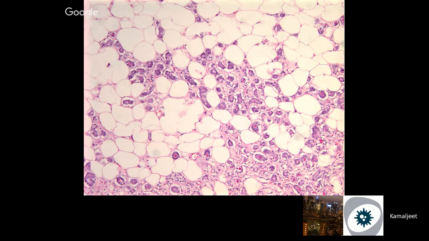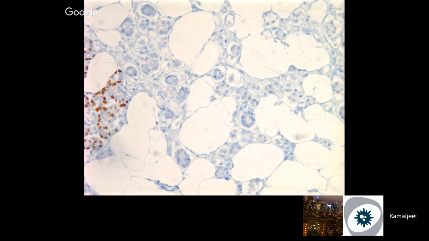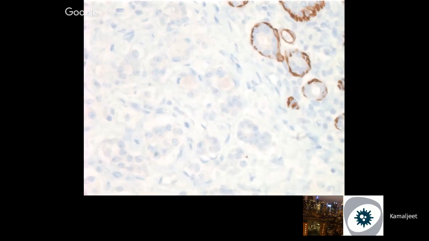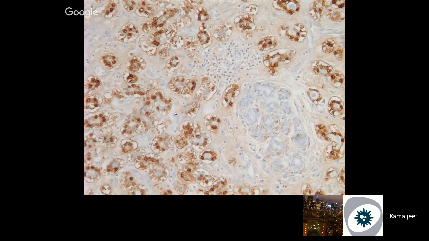So the reaction would be to exclude an invasive carcinoma. Myoepithelial cells will be absent. Smooth muscle myosin will be absent. What you want to do is S100, and this will be S100 positive. If you are really worried about invasive carcinoma, then you can do ER. Low-grade carcinoma will be strongly ER positive diffusely, so that would exclude the low-grade carcinoma.